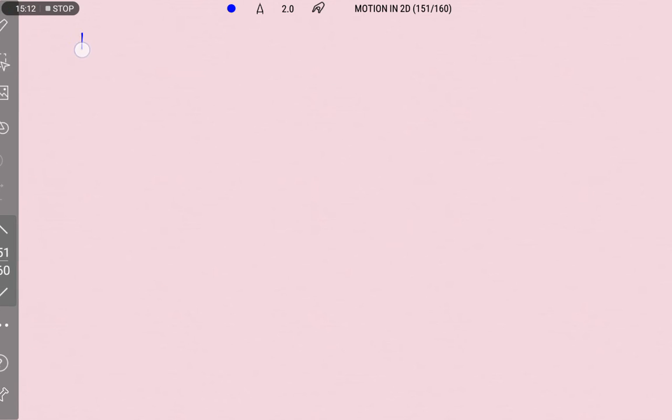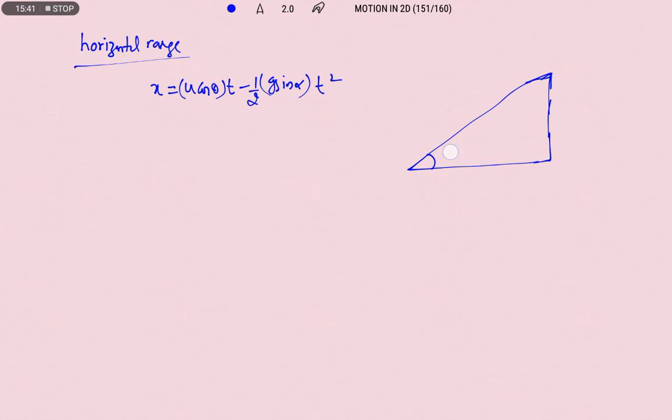So horizontal range, x is equal to, we got already, u cos theta into t minus half g sin alpha t square. When it is said to be range, if it reaches the same point, the same level of projection, then only it is said to be a range. So now this is the range.